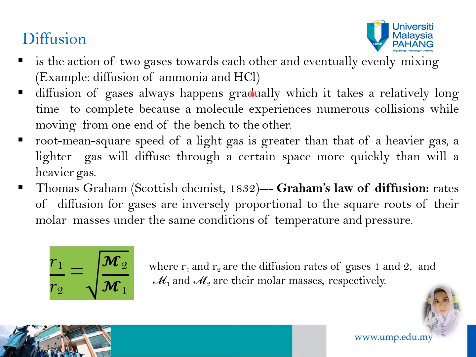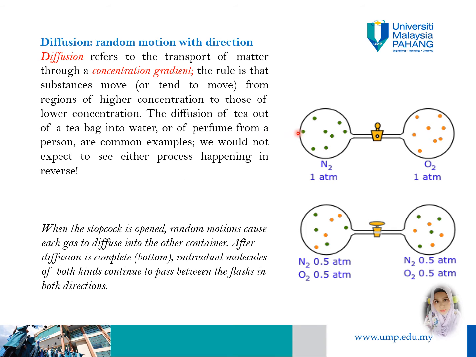In the diffusion of ammonia and hydrochloric acid, the ring usually forms nearer to the hydrochloric acid end of the tube because the hydrogen chloride diffuses more slowly than the ammonia. This is because the hydrogen chloride has almost twice the molecular weight of ammonia, and the rate of diffusion is inversely proportional to the square root of the molecular mass of the gas, so that the root mean square speed of the light gas is greater than the heavier gas, which means the lighter gas will diffuse more quickly than the heavier gas. Diffusion is random motion.